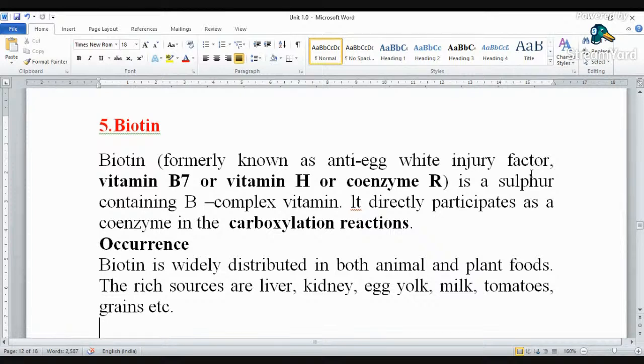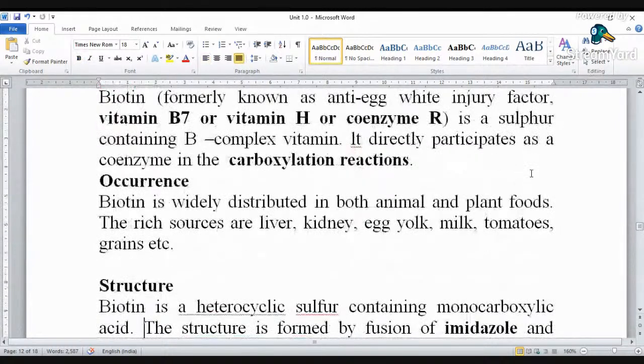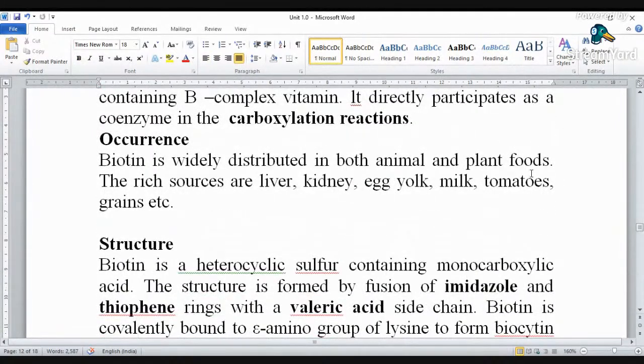Biotin is also known as vitamin B7 or vitamin H or coenzyme R or anti-egg white injury factor. Why am I telling you all these names? Because these names may come as a multiple choice question for the exam. Occurrence: biotin is widely distributed in both plant and animal food.